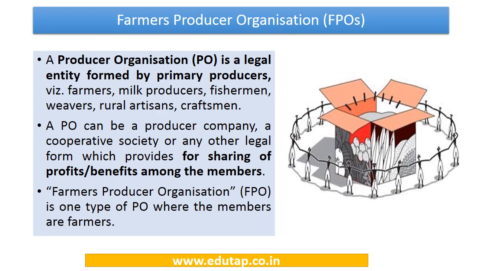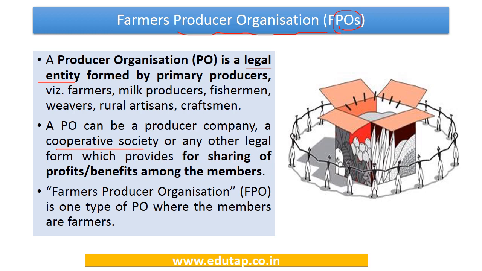Now if you try to understand this concept of farmer producer organization, this is derived from the concept of producer organizations. Now a producer organization is a legal entity which is formed by primary producers. These primary producers may be farmers, milk producers, fishermen, rural artisans or craftsmen. So they can be different persons who are primary producers. And a producer organization can be a producer company, or it can be a cooperative society. So it can be in the form of a company, or in the form of a society, or any other form, but the objective is to share the benefits among the members.